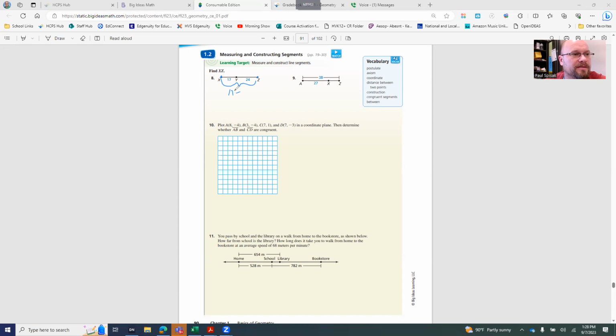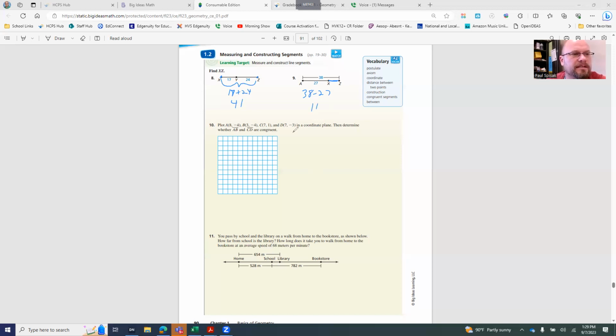17 plus 24 gives us a total of, what is that? 41. Then we have number 9, the entire length there. We have 38. The length of AX is 27. We just want this length of XZ, so we're going to subtract the difference. 38 minus 27 for a difference of 11.